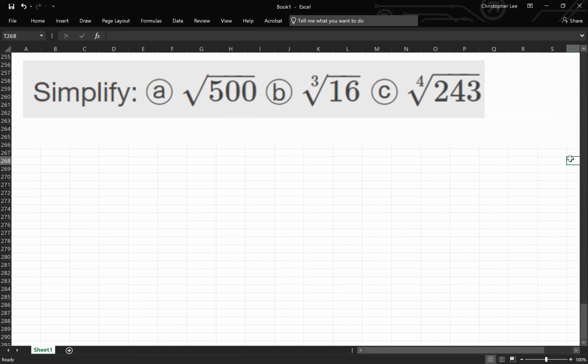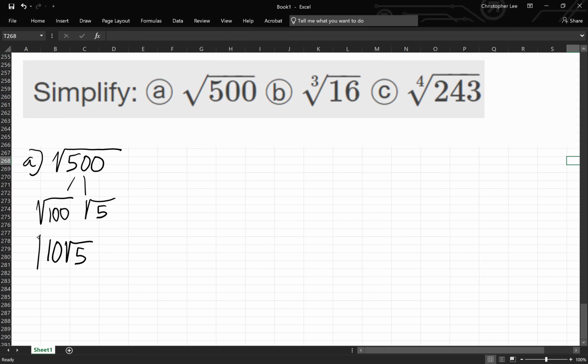So here we go, this is for A. I have the square root of 500. I'm pretty sure you guys could just tell that this is going to be the square root of 100 times the square root of 5, right? And we know that the square root of 100 is just 10, so the answer is 10 square root 5. That's not too bad, right?